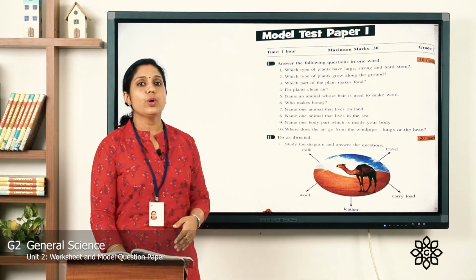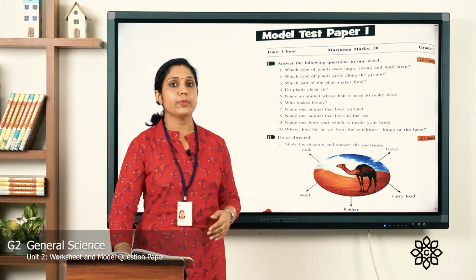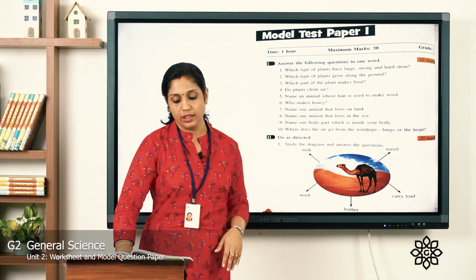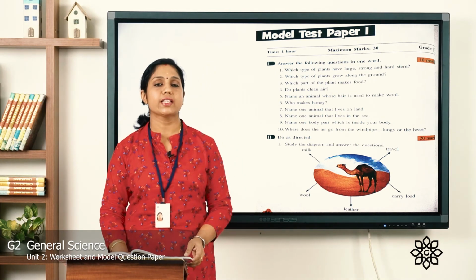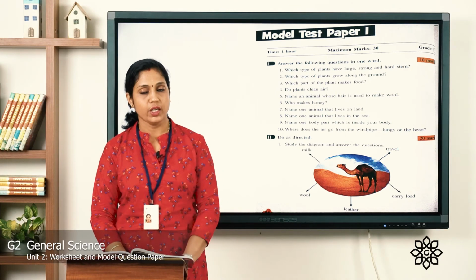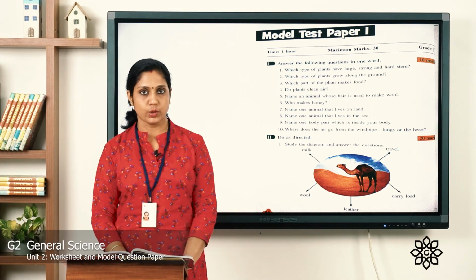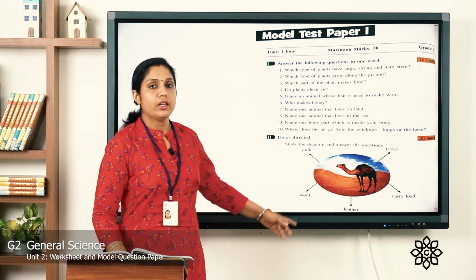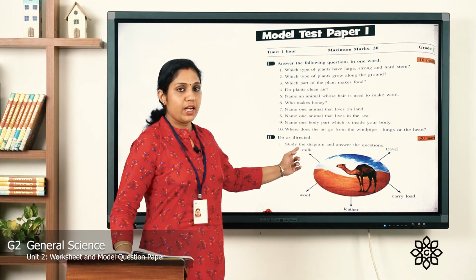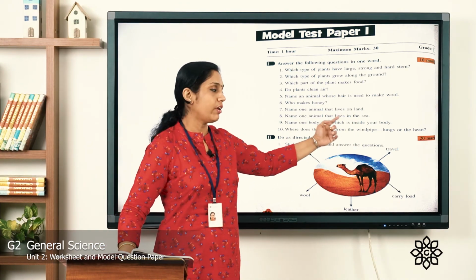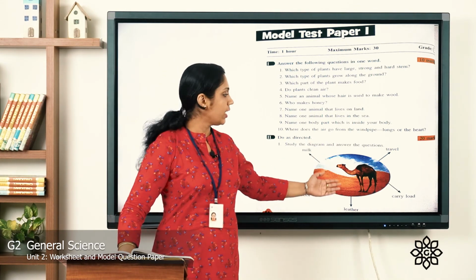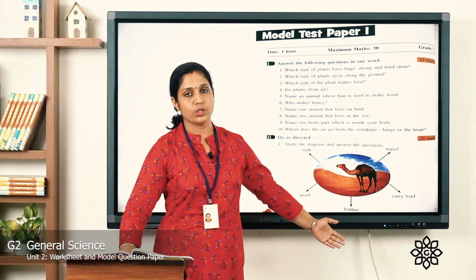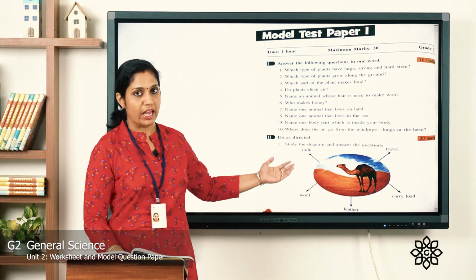Second one, do as directed. You can see the picture of a camel. Study the diagram and answer the questions. So some facts are written about the camel. We have to study the diagram and then answer the question. So what all are written? Camel gives us milk. Camel helps us to travel. Camel gives us wool. Camel gives us leather and camel carries loads. So based on this diagram, we have to answer.